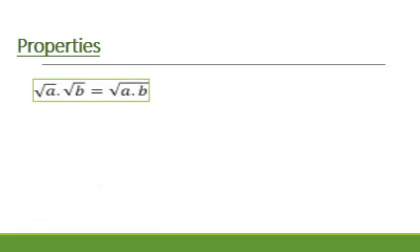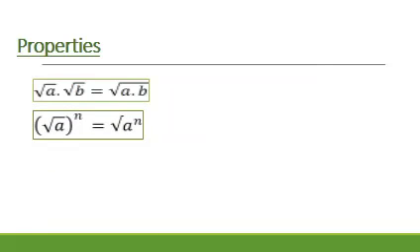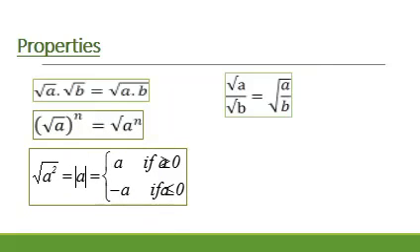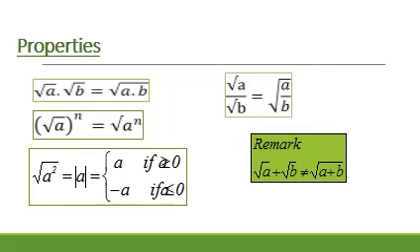Let us talk about some properties. If I have radical a times radical b, I multiply the numbers under the same radical. If I have radical a to the power n, I can put the power inside. And if I have radical a over radical b, I can put them under the same radical, so a over b under the radical. If I have radical a squared, it goes out as a if a is positive, and I should put minus a if a is negative. Don't forget that I cannot add two numbers under the radical. I can only multiply them.